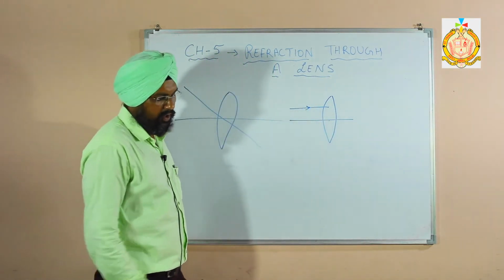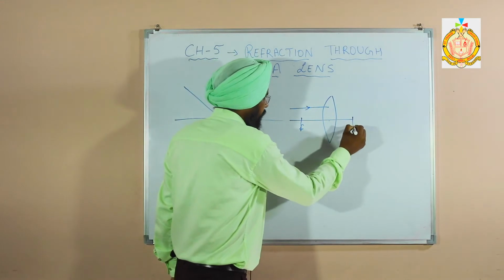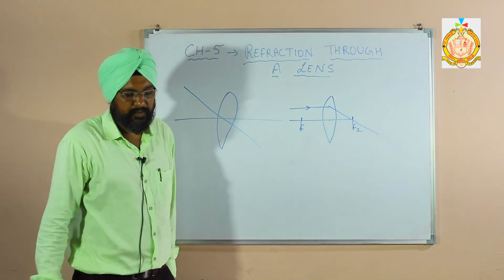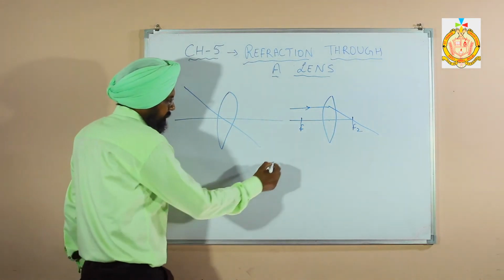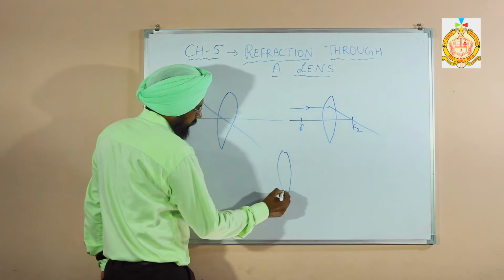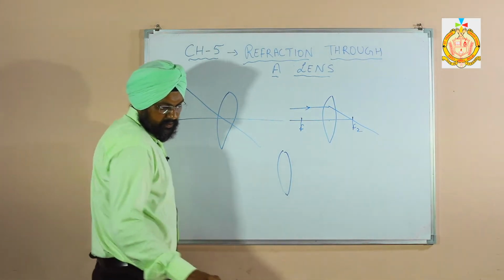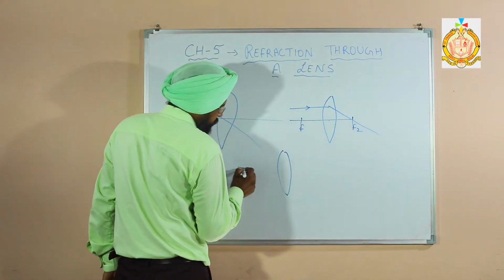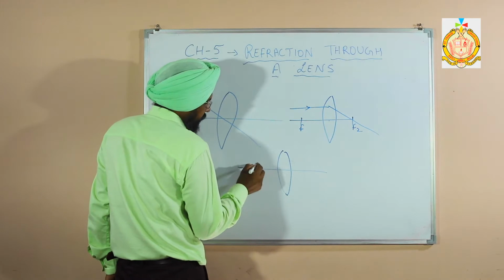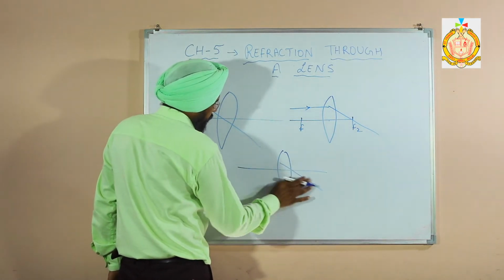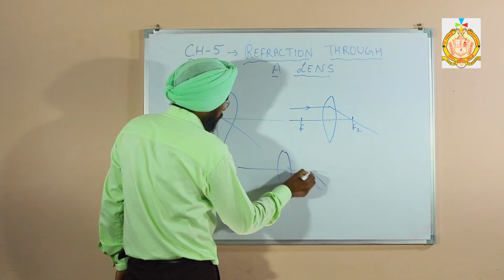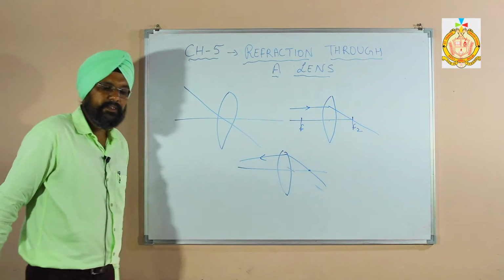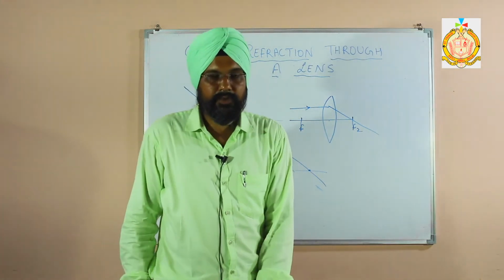Second principle is, if a ray of light comes parallel to the principal axis, how will it go? This is the first focus and this is the second. It always passes through the focus. And the third one is, if the ray of light comes from the focus point, then it goes parallel. These are the three rules which you have to learn.